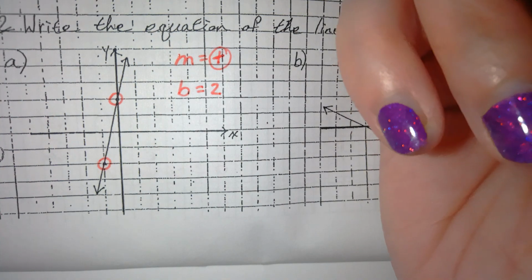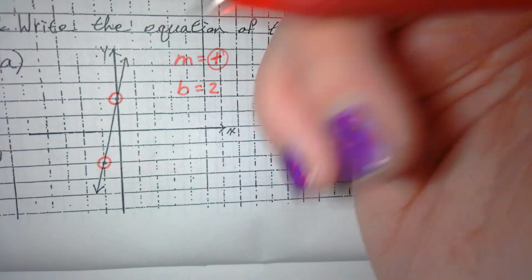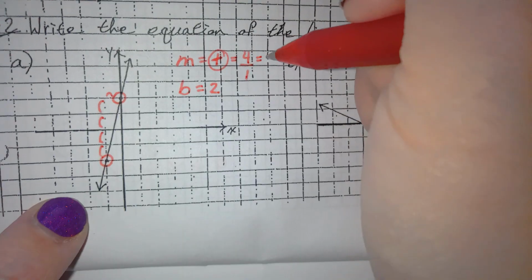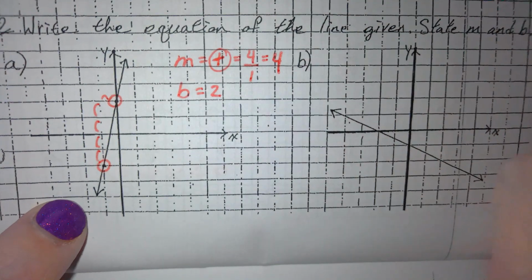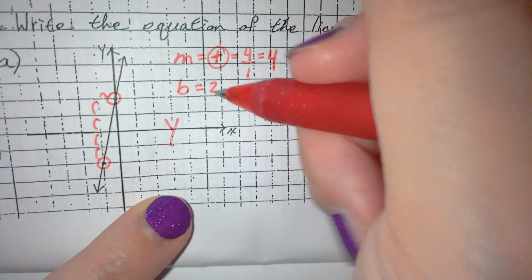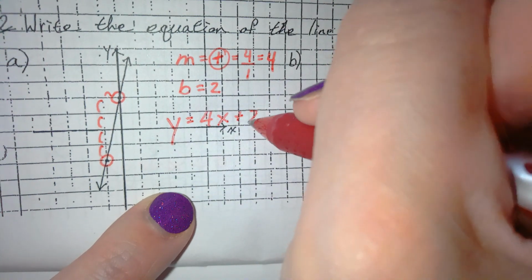You can think of it that way, or the very first class that I did slope with you guys, remember, I said I like going from the left point to the right point. That will take care of the positive negative for you. So I'm going up 1, 2, 3, 4, and over 1. So it's 4/1, which is, as Ivan said, just simply 4. So Bessie, what is my equation then? Y equals 4x plus 2. That's it. Good job.